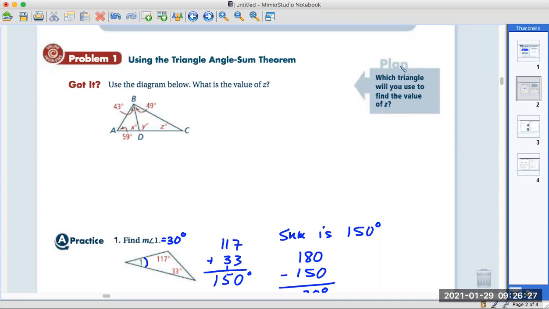It says here on the side, plan, which triangle will you use to find the value of Z? It says find the value of Z. Z is right here. So if I look at Z, I notice that in this triangle where Z belongs, I only know one angle, 49 degrees. The other is another letter, that's called a variable. So now I can't find Z because I only know one angle. So I cannot use this triangle here to find Z. Because remember I said I need to know 2 angles to find a third one. So I'm going to look at the other triangle and see if this helps me.